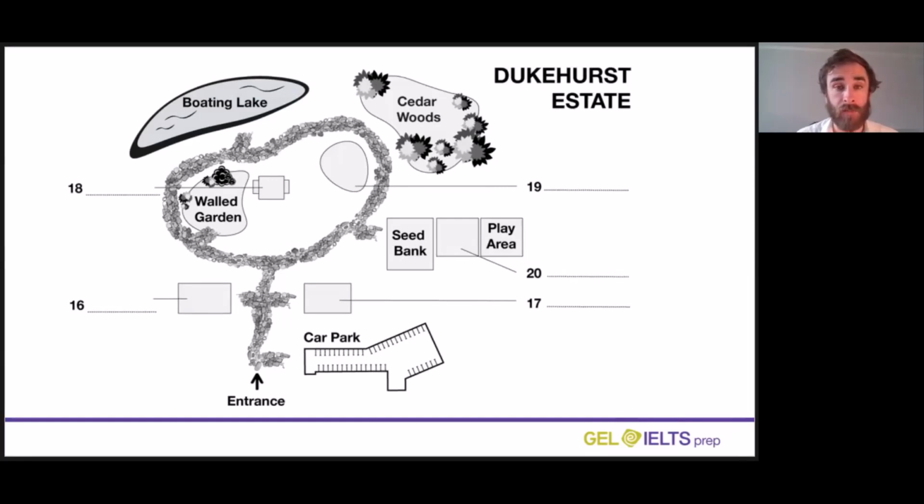Now, we're going to listen to the recording for these questions. Before we do that, we need to know what route we're going to follow with our eyes while we listen. Look at the numbers and look at the labels. Of those labels, which words do you expect us to hear first? So out of boating lake, cedar woods, walled garden, seed bank, play area, entrance and car park, which of those do you think we will hear first? Look at the next question below this video and choose the 2 labels you expect to hear first.